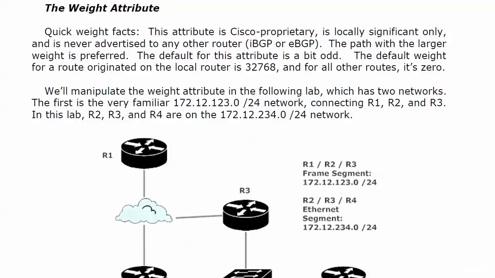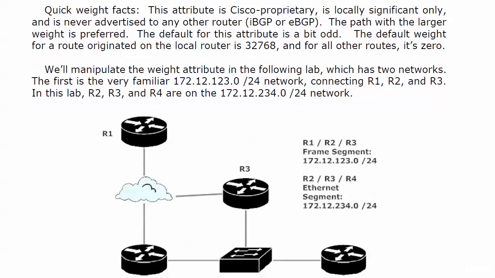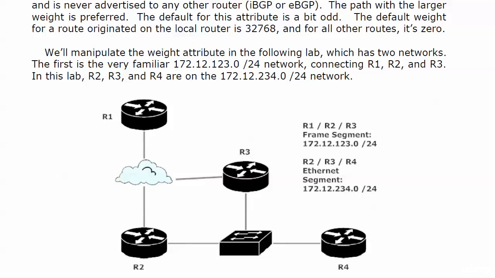The default weight for a route that's originated on the local router is 32,768. For all other routes, it is 0. I kid you not. We're going to see this live in just a moment. And we're going to work with the weight attribute and see if we have any other issues, because you always want to spot the issue as you're going along, which may be why I'm showing you these diagrams as well. Here's the physical setup for this particular lab.